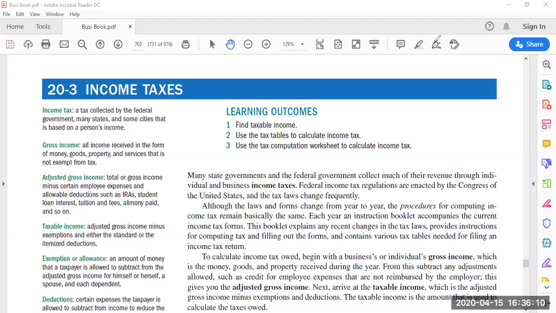Once you take all of those things and deduct it from your adjusted gross income, you will end up with an amount of money which is considered taxable. This is the number that you would use to calculate your income tax due based on your income earned.